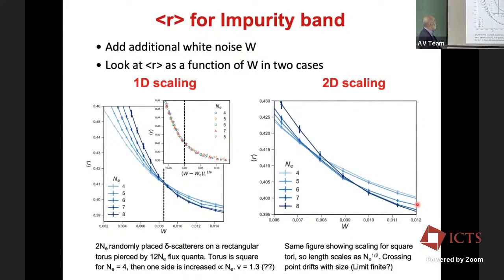And clearly R versus W has a crossing. This is for the impurity band, by the way. Okay, so it's for the non-topological band. We definitely have a crossing in this case. If we do two-dimensional scaling, that is, now we go from a square to a bigger square to a bigger square, we do have crossings, but the crossing point moves a lot with W. So we cannot say whether the limit is finite or not, because we don't have enough sizes.